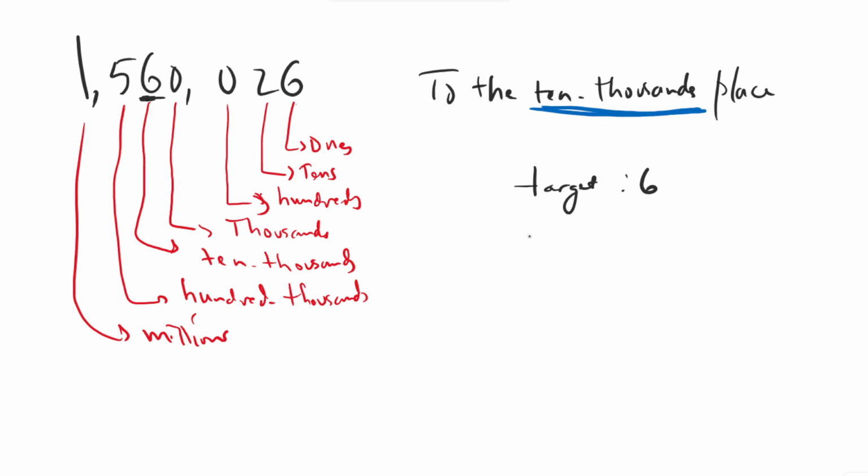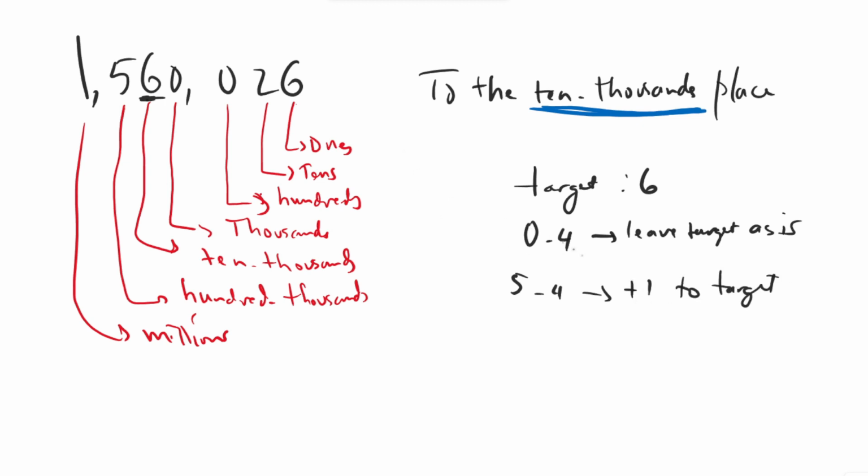And if the digit that follows our target is from 0 to 4, you leave target as is. I want you to get used to this. And if it is between 5 and 9, you just add 1 to target. And basically that's what we have. So let's go to work now.